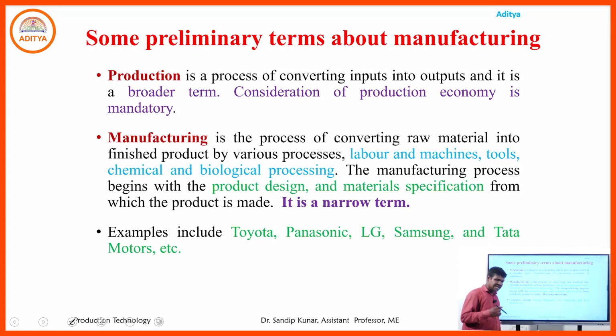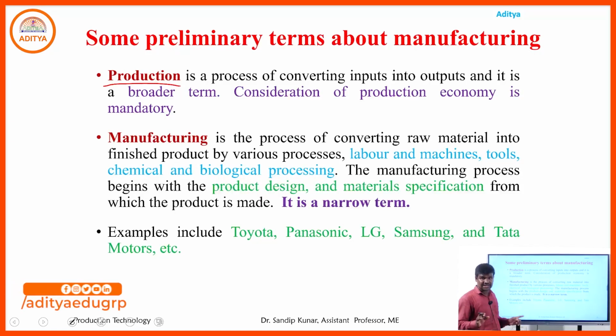Now, in case of classification of manufacturing process, before discussing that, I have discussed some preliminary things about the manufacturing process. First is production. What is production? What is the difference between them, or is it the same? In case of production process, it converts the input into outputs. It is a broader term. Consideration of the production economy is mandatory in case of production.